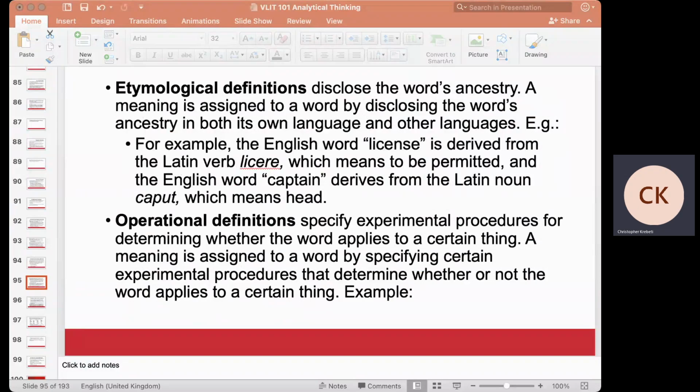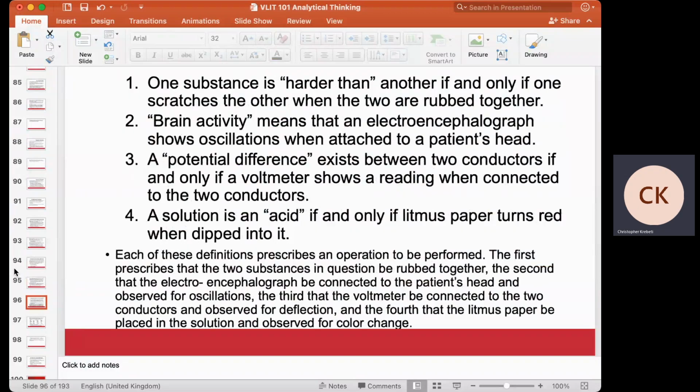Then we have operational definitions. Operational definitions specify experimental procedures for determining whether the word applies to a certain thing. A meaning is assigned to a word by specifying certain experimental procedures that determine whether or not the word applies to a certain thing. So we'll look at some examples. One substance is harder than another if and only if one crushes the other when the two are rubbed together.